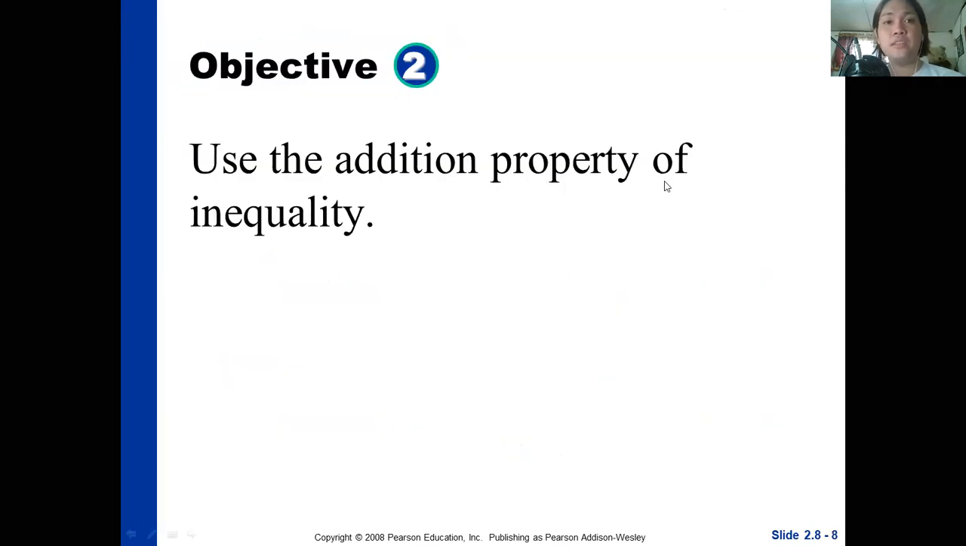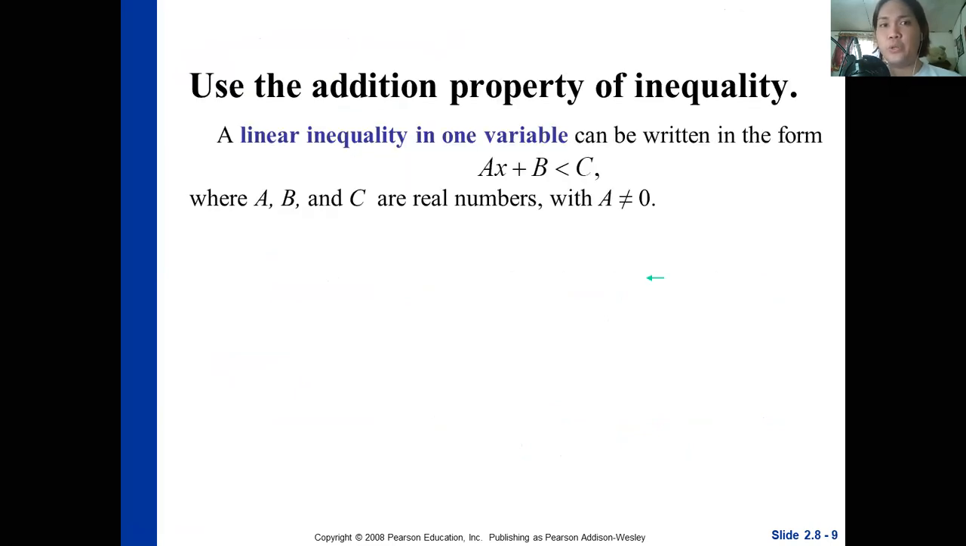So now, objective number 2 is we use the addition property of inequality. We all know that a linear inequality in one variable can be written in the form ax + b < c, where a, b, and c are real numbers, with a not equal to 0.